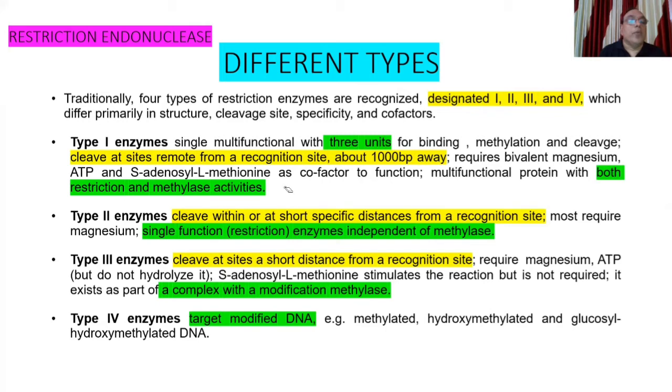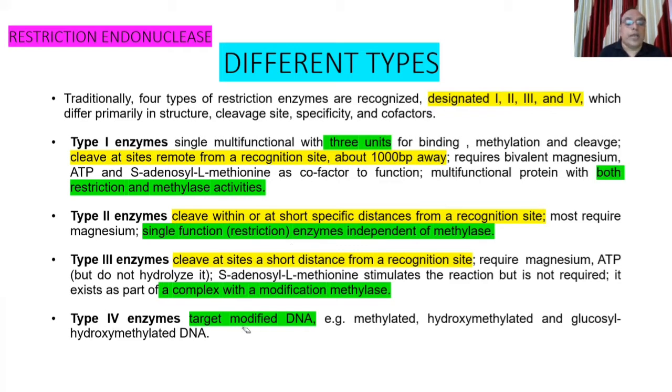That is, both first and third cause restriction, that is cleavage of the DNA, as well as modification, that is methylation of the DNA too. Whereas the second enzyme, which we are concerned with, causes only what? It causes only cleavage of the DNA. It doesn't cause methylation of the DNA. And we have another system for methylation of the DNA.